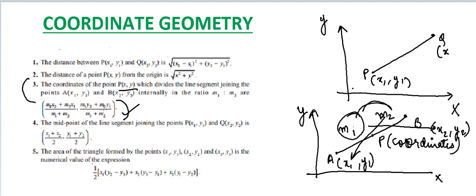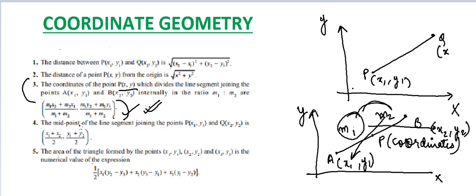And divide it by M1 plus M2. By visualizing that there is a cross formation in the formula, you can remember it: you have to take M2 y1, and you have to take M1 y2. You have to take the cross forms. So this was about this formula.